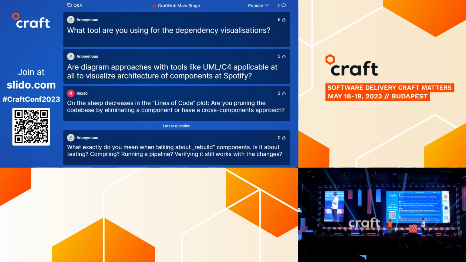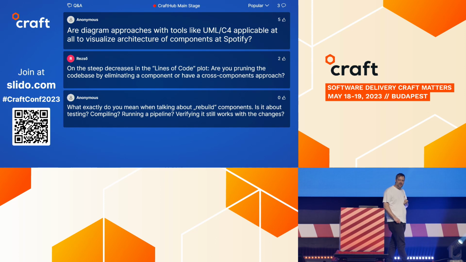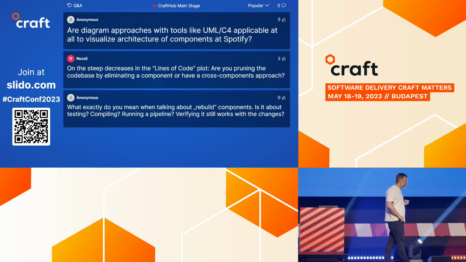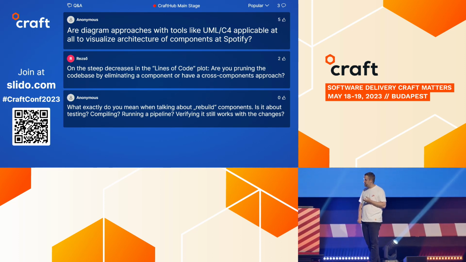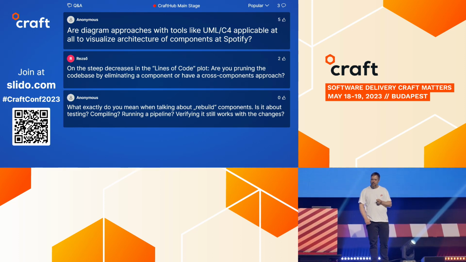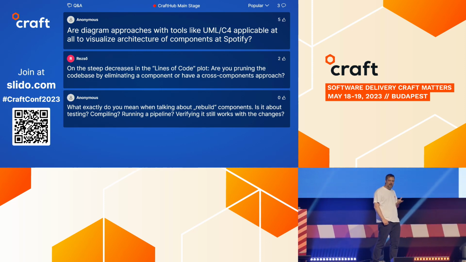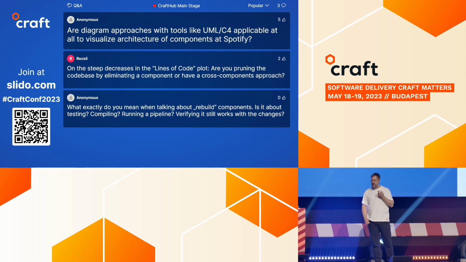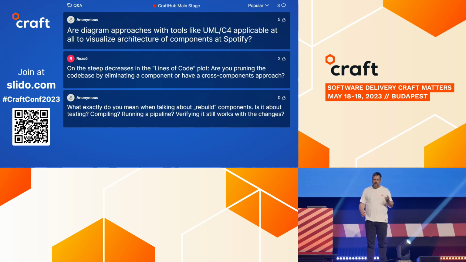Are diagram approaches with tools like UML/C4 applicable at all to visualize architecture of components at Spotify? Yeah, so I think Simon Brown is giving a talk here, so I should say nice things. C4, so we don't use UML mostly, I would say. Well, we do use sequence diagrams every now and then, but we did make a bit of a bet on C4 a few years ago, basically to have a shared language for how we visualize our software.